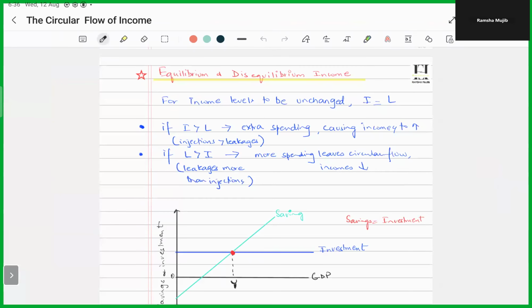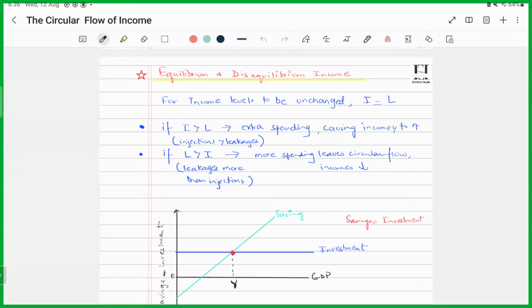We are back with part two of our circular flow of income. Now we'll be looking at the equilibrium and the disequilibrium situation in an economy using the circular flow of income. Earlier we had been talking about the injections and the leakages, right? Now we'll look at how an equilibrium or disequilibrium situation can occur.